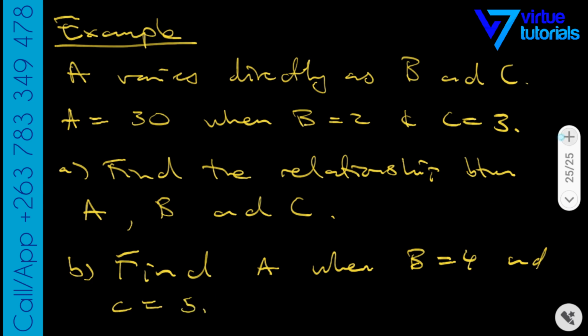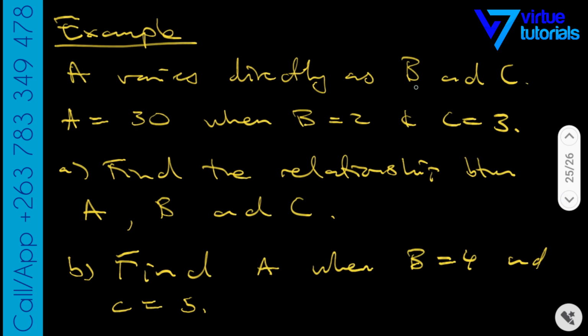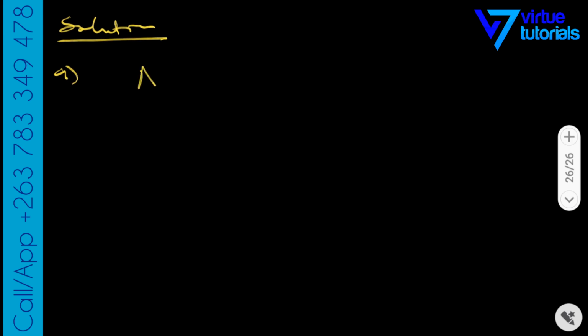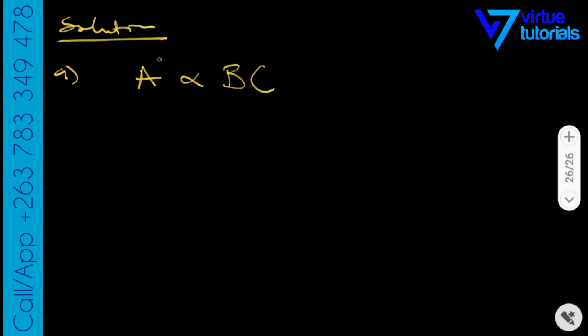Okay, so now let's write that. We know that A in this case varies directly as B and also varies directly as C. So you write both, right? A varies directly as B and C, right? And then from here, you just follow the familiar procedure. We remove this, put an equal sign and a constant. You get A is equal to KBC.